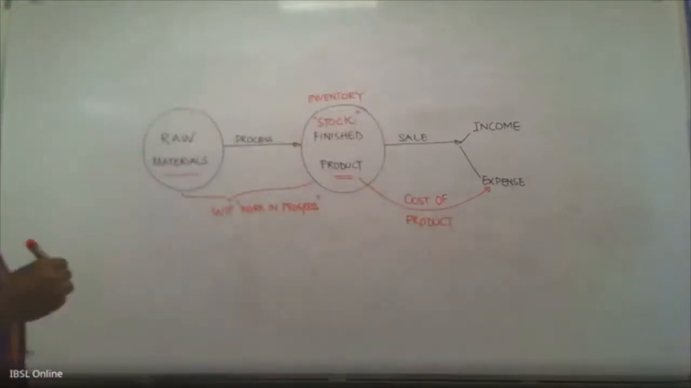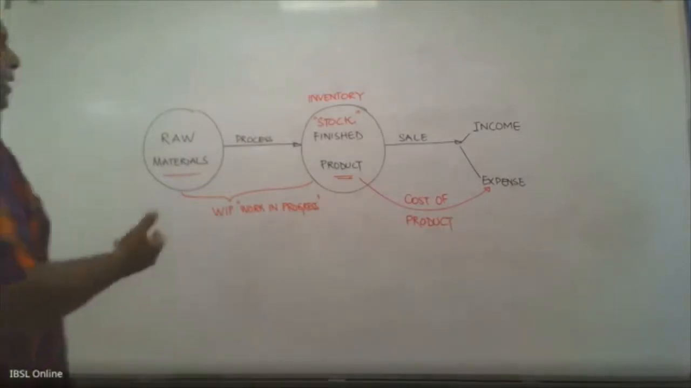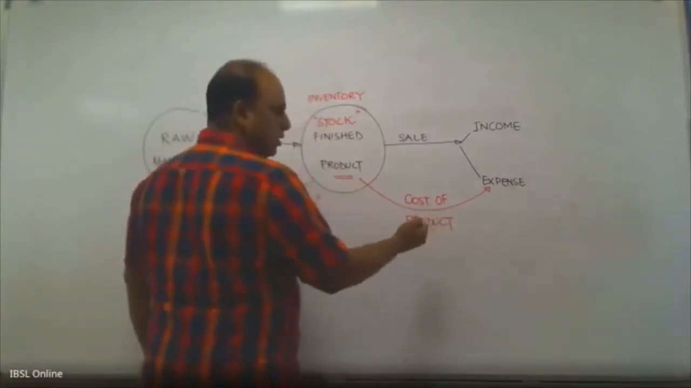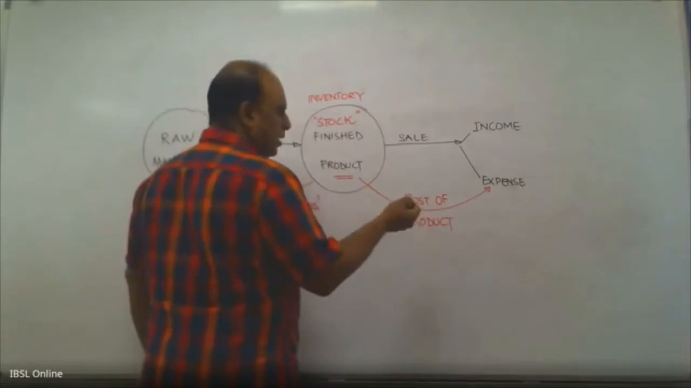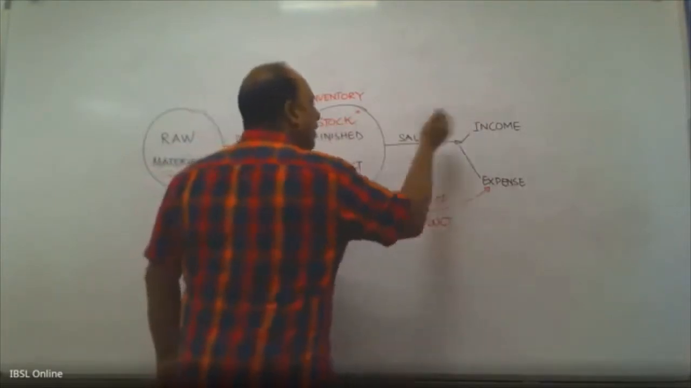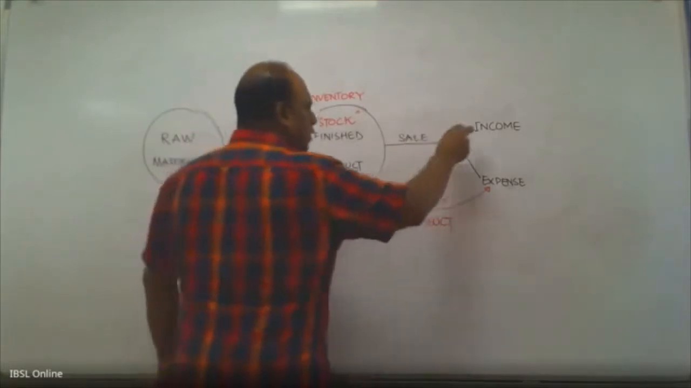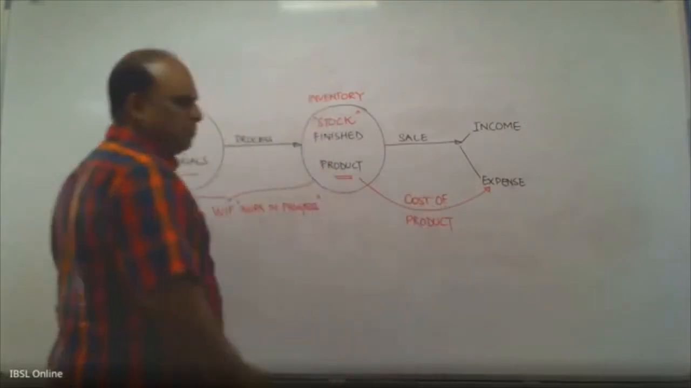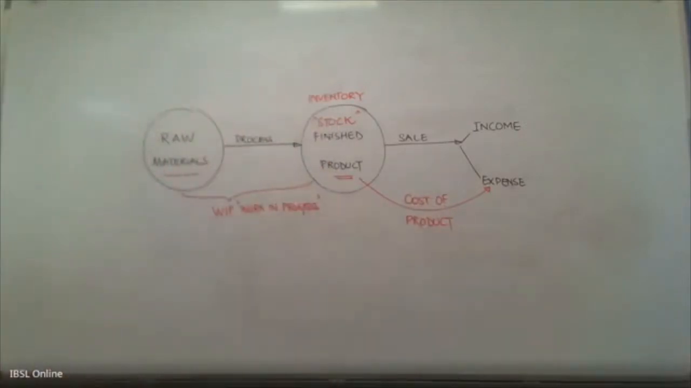If you are doing management accounting, you call this cost of sales. But here, we call it the cost of the product. So you have a cost and you have a selling price. The selling price, whatever you sold, will be your income. The difference between the income and the cost of the product is your profit. Okay, this is how it happens.